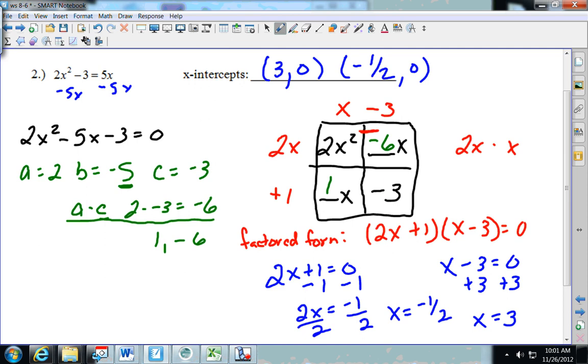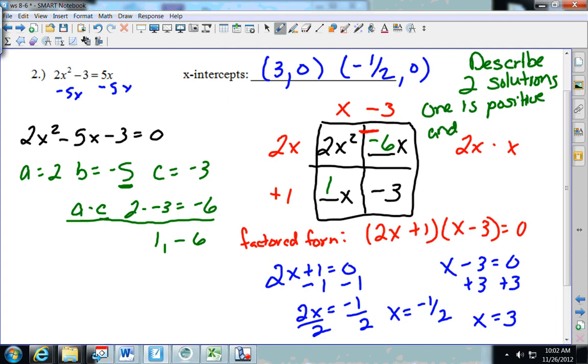Now, what if I asked you to describe the solutions? First, you would want to tell me there are 2 solutions, and you could say that one is positive and one is negative. That's just if we had to describe it, which, hint, hint, you'll probably have to do.